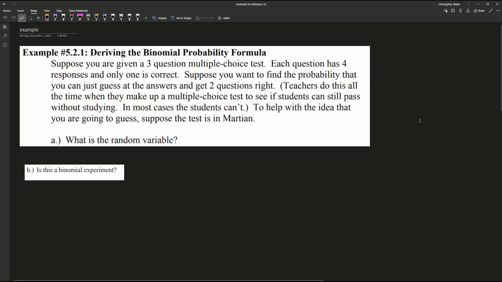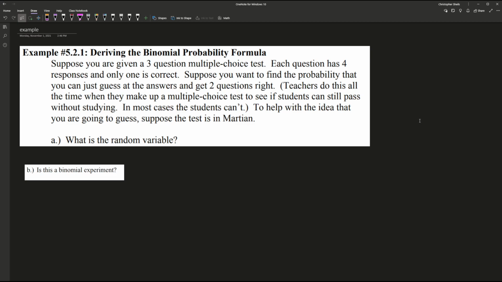Suppose that you are given a 3-question multiple choice test. Each question has 4 responses, and only one of those responses is correct. Suppose that you want to find the probability that you can just guess at the answers and get 2 questions right.